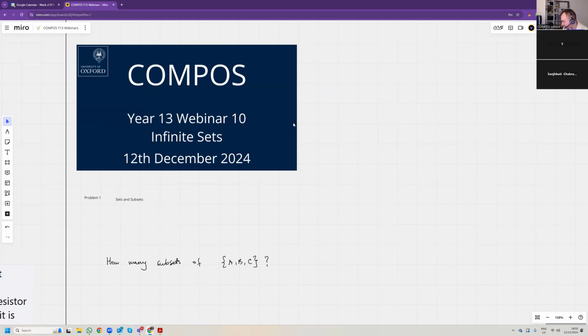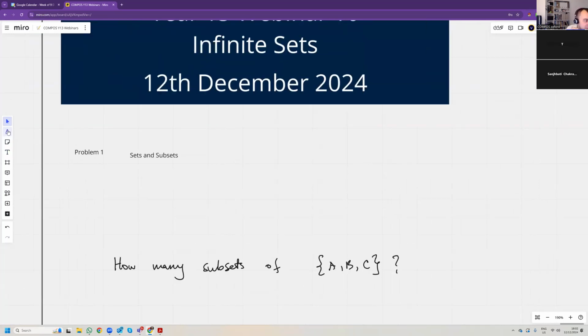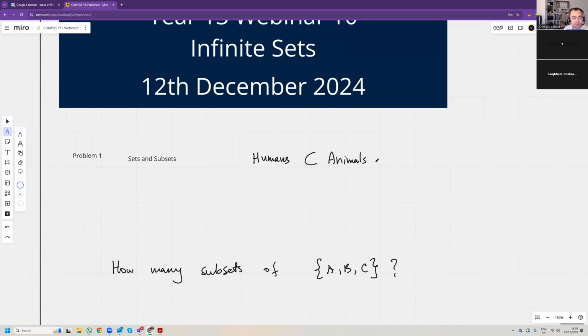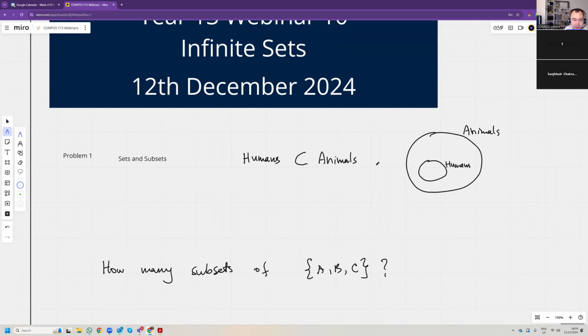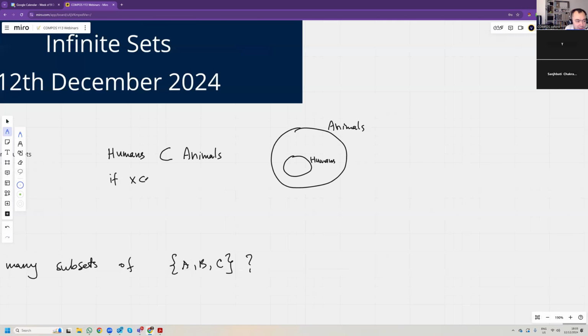Okay, so sets and subsets. Subsets are quite intuitive. So, for example, humans are a subset of animals. Basically, any human is an animal. So if you take animals and humans, that means if X belongs to humans, then X also belongs to animals. That's the definition of a subset.